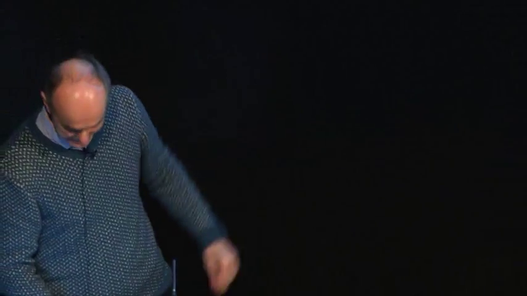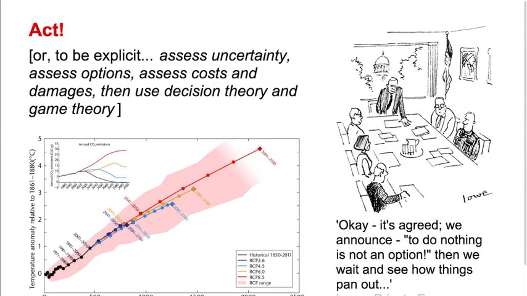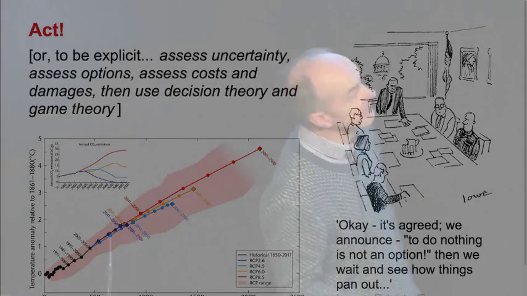I think this matters. So I'm done. I want to tell you, act. Let's do something, okay? And if you want me to be more explicit, what do I mean by act? Society needs to assess uncertainty, assess its options, assess costs, damages, use decision theory and game theory to choose sensible actions. And I think that's the sort of thing people in this room are good at. Thank you for listening.